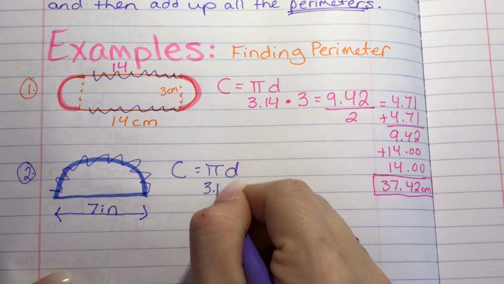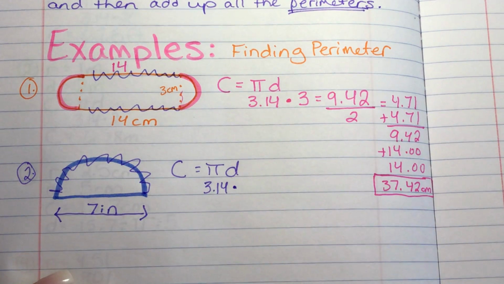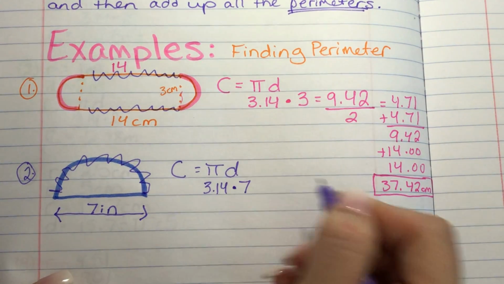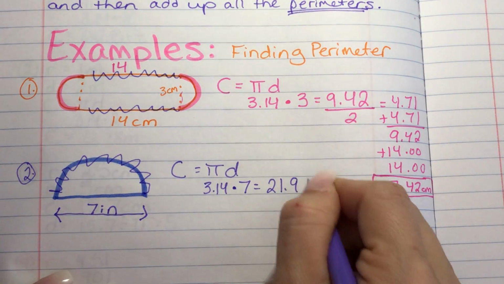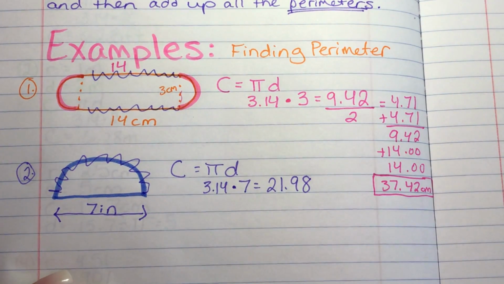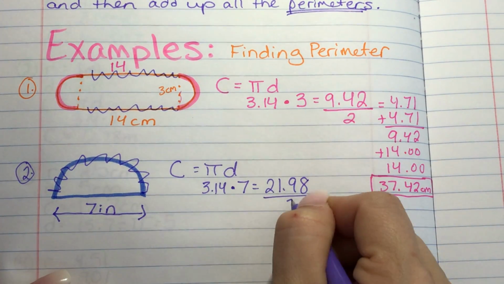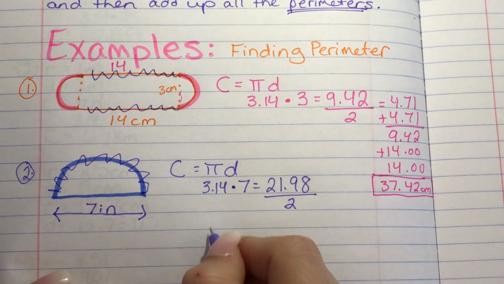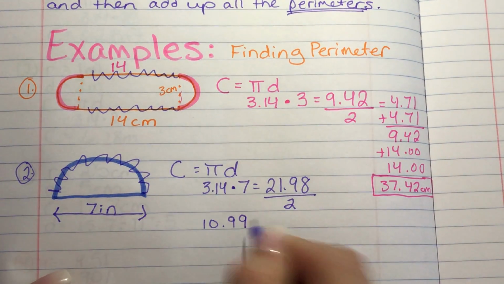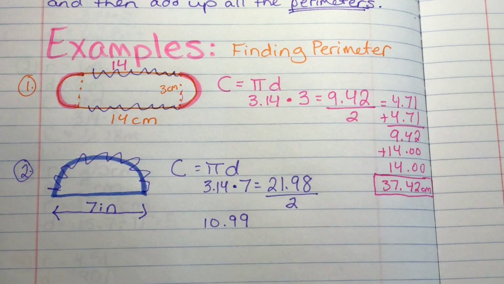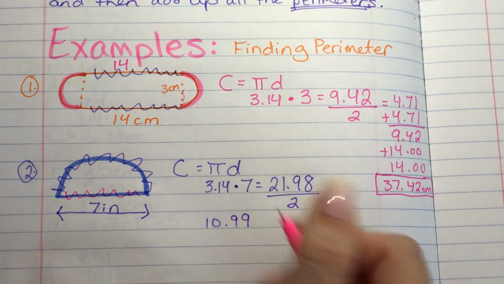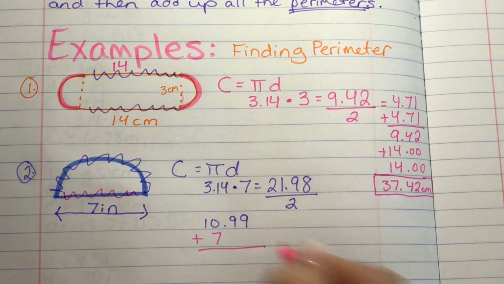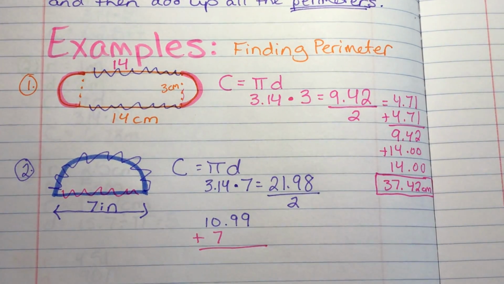So we got 3.14 times, what's my diameter? 7. Equals 21.98. How many circles do I have? Well, I have half of one, right? So we're going to divide that by 2. 10.99. Now I'm going to add in the bottom side. So now we're going to add 7 to that. So what's my final answer going to be?